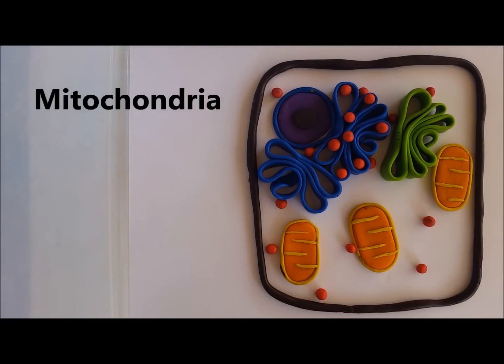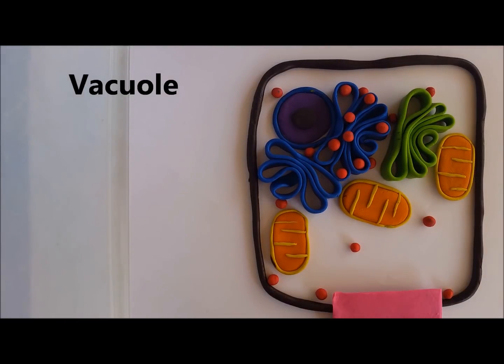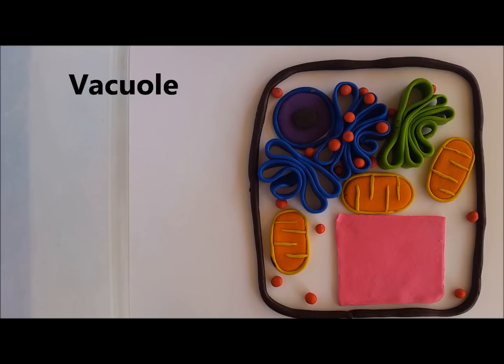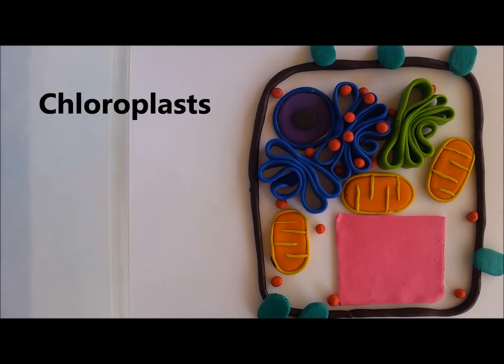Mitochondria, where cellular respiration takes place. And a vacuole, which in plant cells is considerably larger than in animal cells, but still functions in the same way in that it stores water.